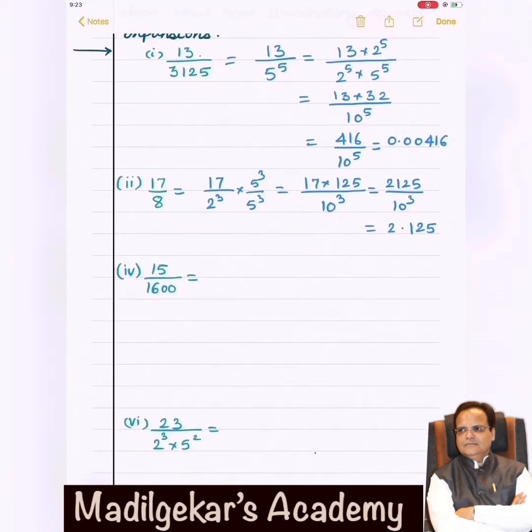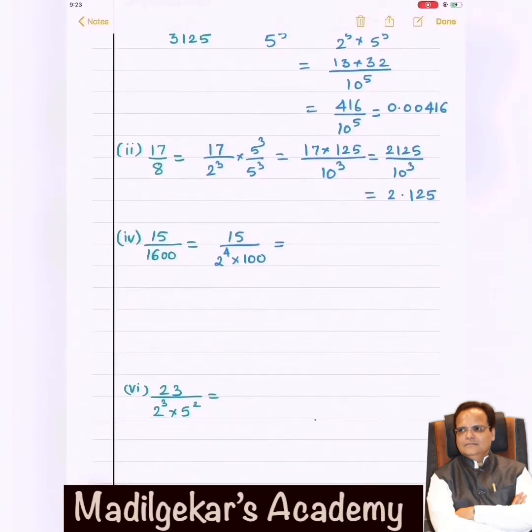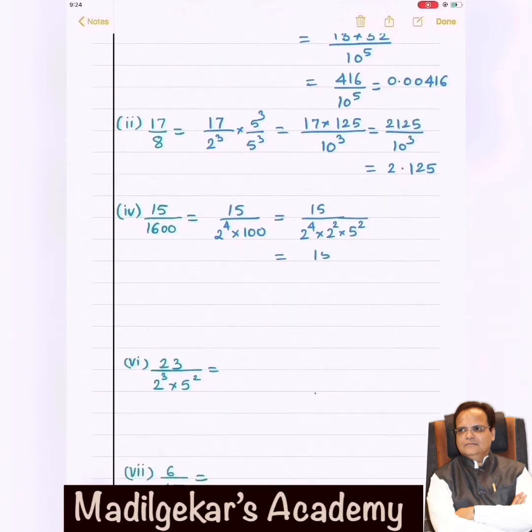In fourth, 15 upon 1600 is 15 upon 2 raised to 4 into 100. 100 is 10 square, that is 2 square into 5 square. That is 15 upon 2 raised to 6.